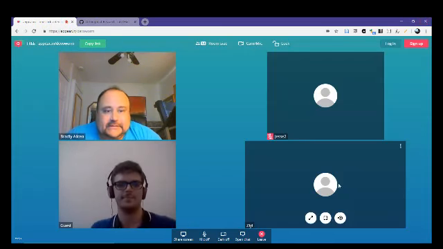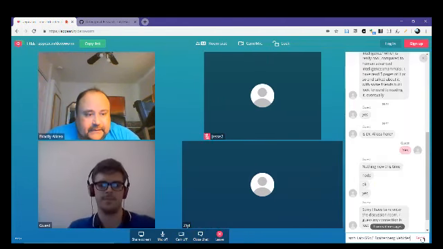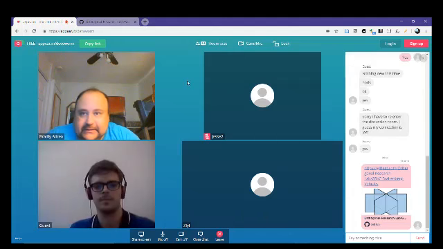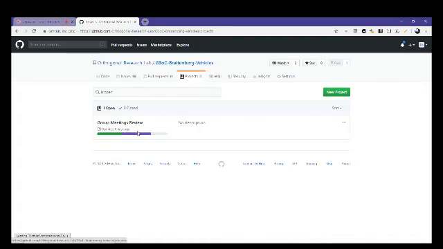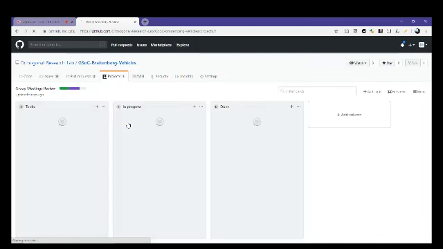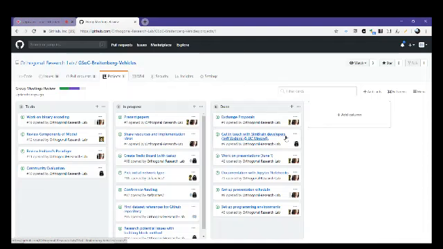Okay, so let's move to the board. This is the repo link in the chat. If we go to the repo, go to the projects tab and click on the project group meetings review, we have our tasks here. We'll go from right to left, so done to to-do, and then maybe recommend some new tasks for the upcoming weeks.